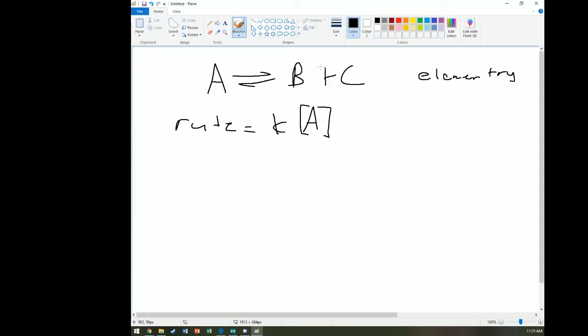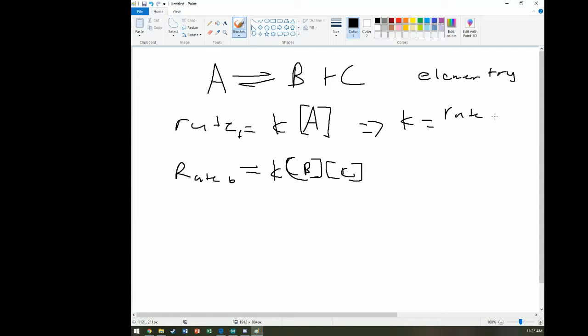Now, similarly, since this is elementary, the reverse reaction should also be elementary, and we know that the rate forward is equal to that, and the reverse rate is equal to k times B times C. Now, at equilibrium, let's rearrange for k, so k equals the forward rate over the concentration of A, and k equals the reverse rate over B and over C.